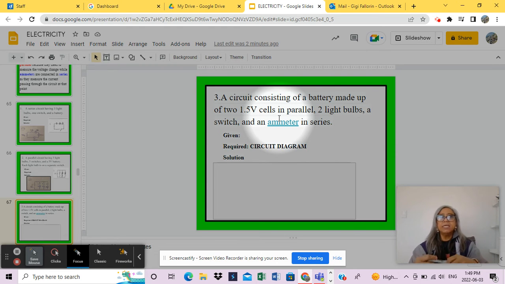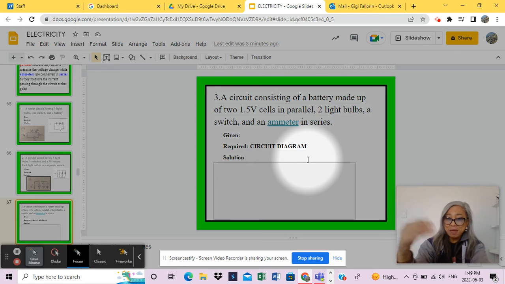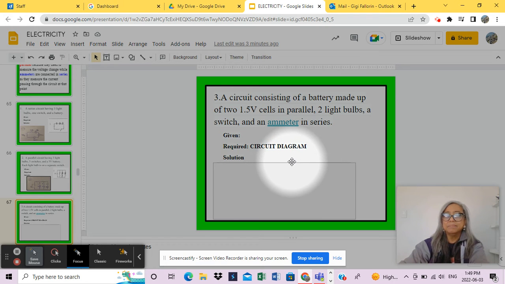So required circuit diagram. So again, pause and do it on your own. And when you come back, compare it with this one.